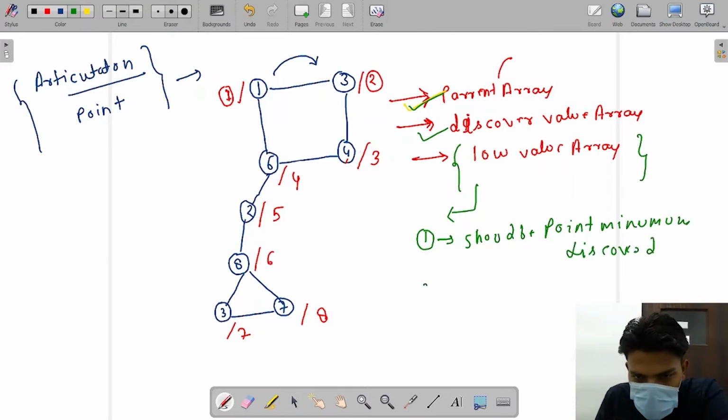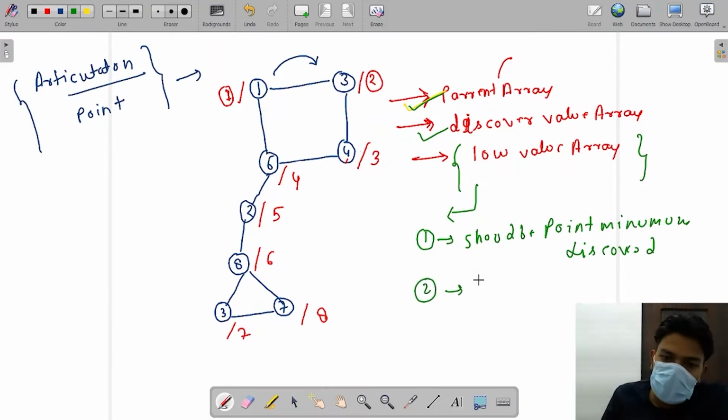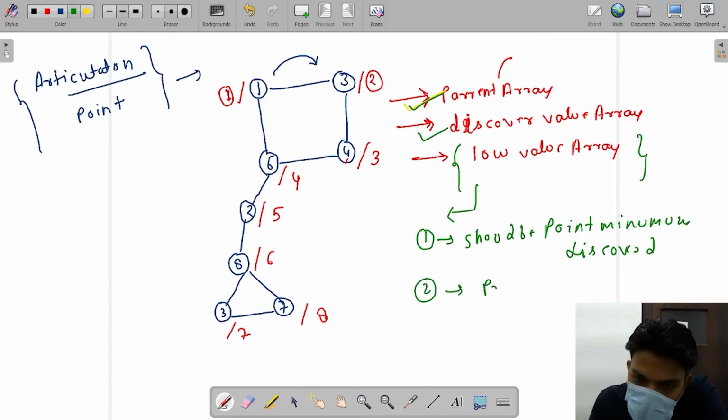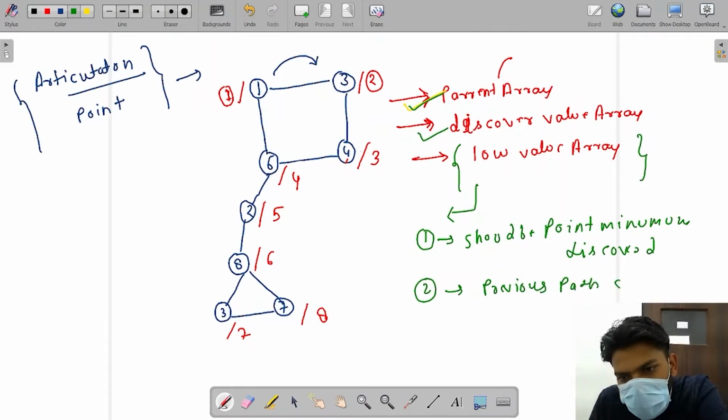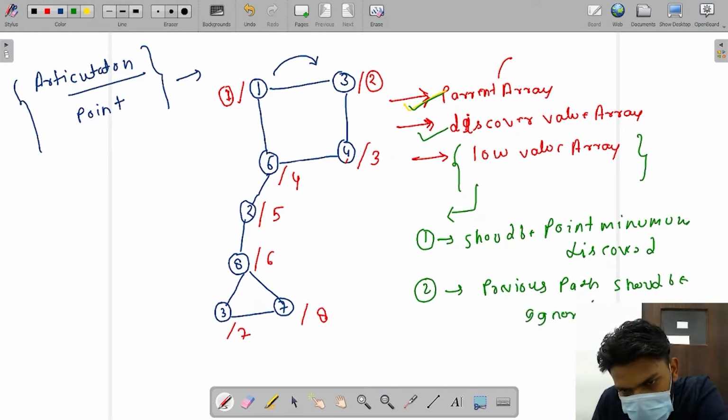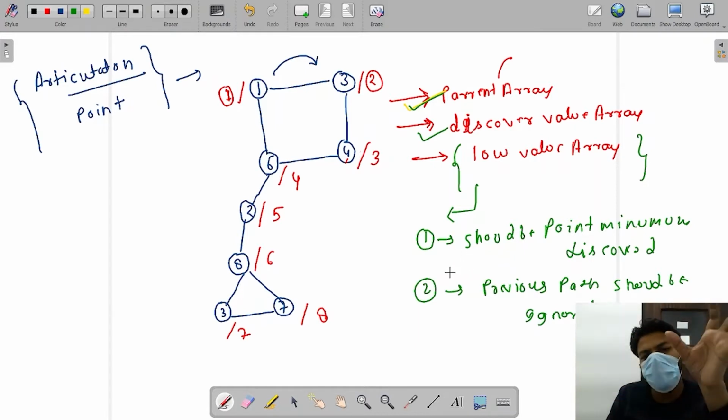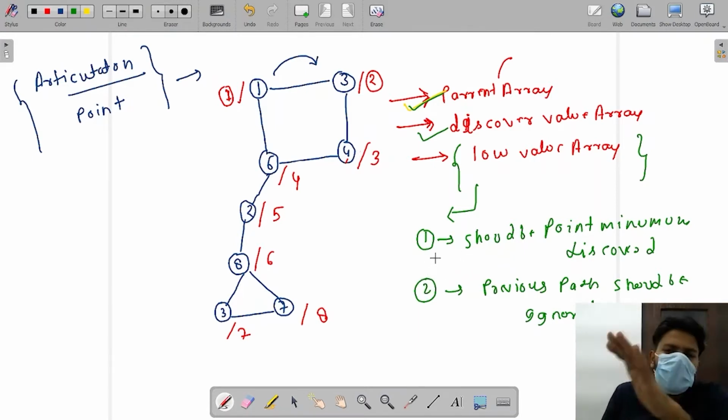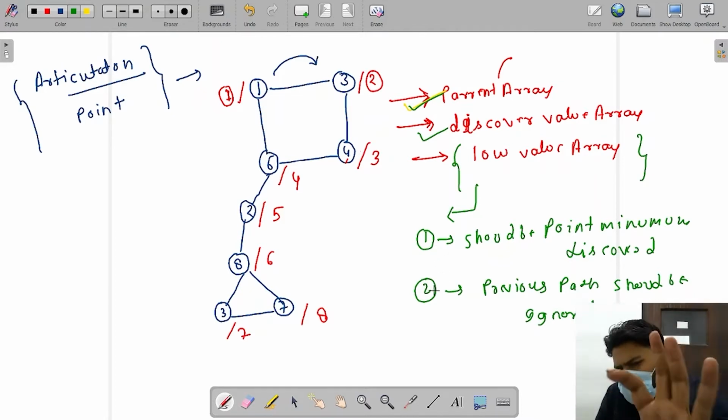But what is the second condition? Second condition, the previous path should be ignored. Why should the previous path be ignored? I'm just trying to explain the articulation point so you understand. But we have to be clear about this low value array.